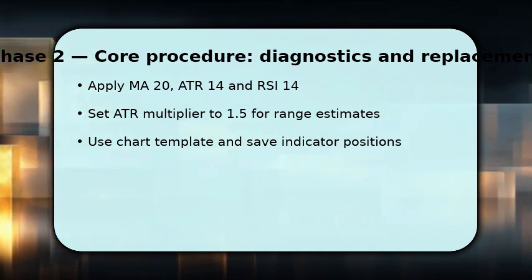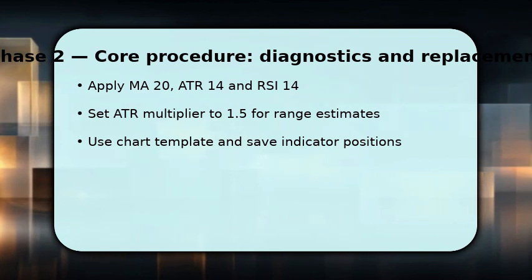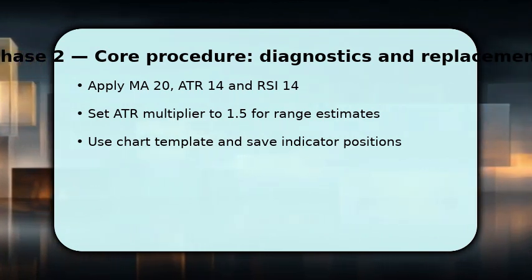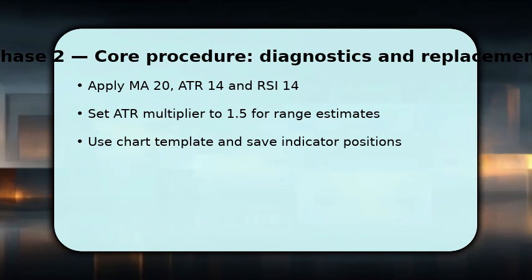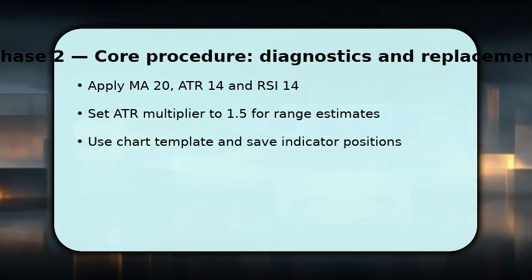Next, create a custom alert on price crossing MA and ATR band breaches. This automates entry prompts. Save the template so every chart reload preserves identical indicator values.